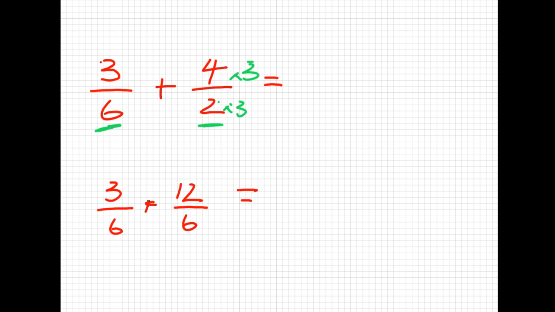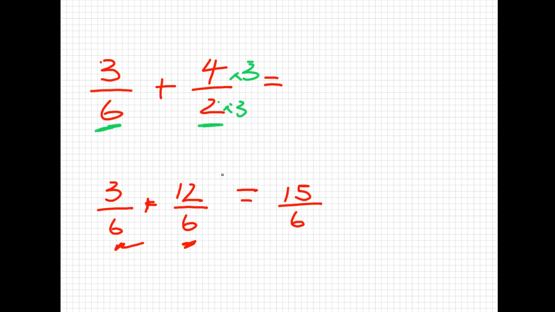This is equal to, well, 3. Then what we do is we add the top numbers together. 3 add 12, 15. And now here's the other thing with adding and subtracting fractions. We don't do anything to the bottom number. That stays the same. So we get 15/6.